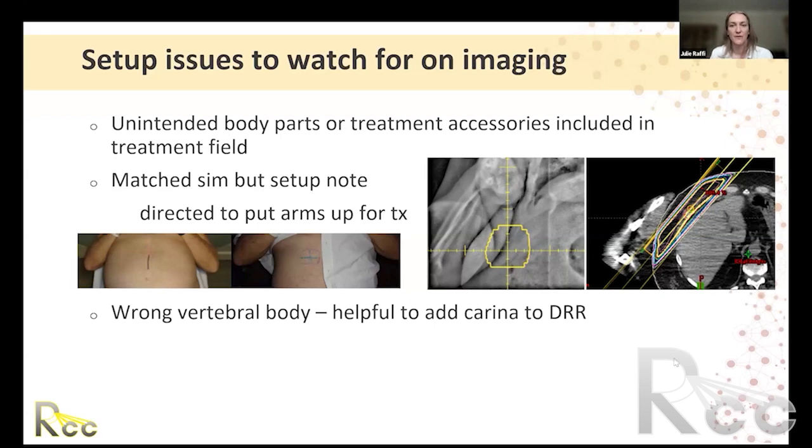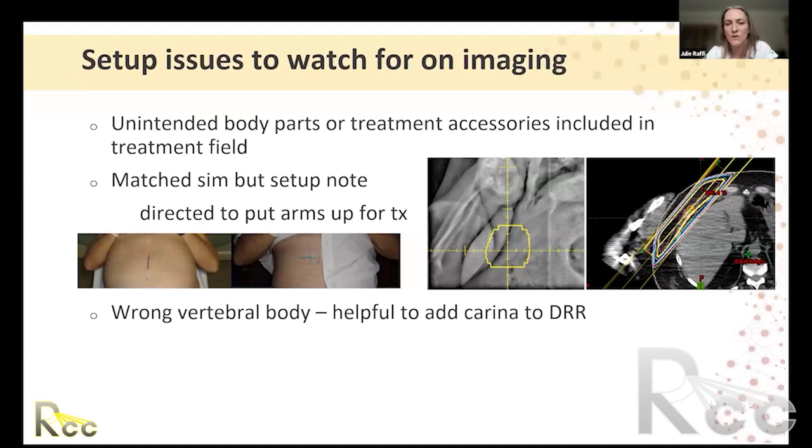Another thing that can be helpful is adding carinas to your DRRs to verify what vertebral body you're on. It can be very difficult when you're imaging the thorax. If you don't have the full scan range to see the top of the ribs or the bottom of the ribs, you might align to the wrong level, a wrong vertebral body.